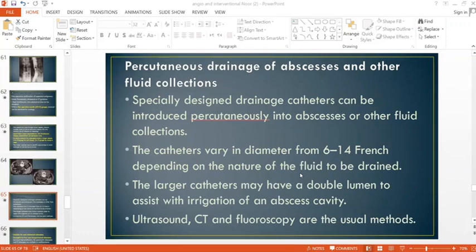Now we will move on to another form of interventional radiology, which is percutaneous drainage of abscesses and collections. Various abscesses in various spaces can be accessed radiologically, sparing the patient open drainage.